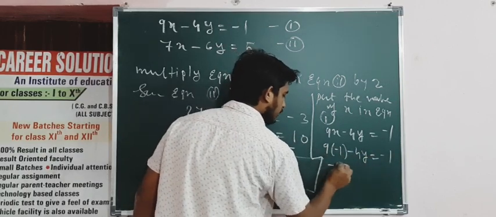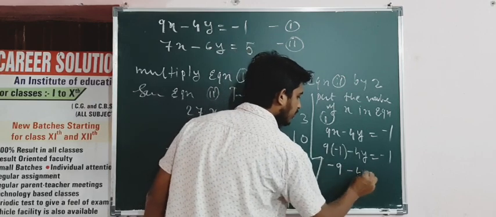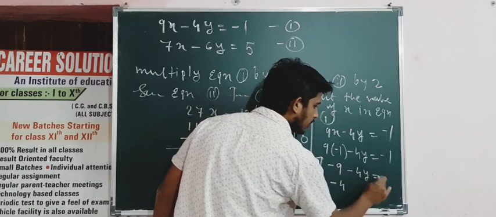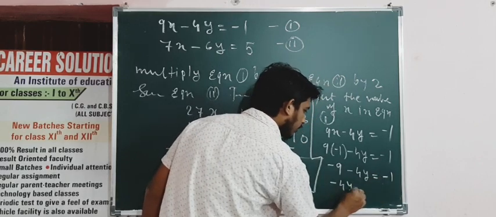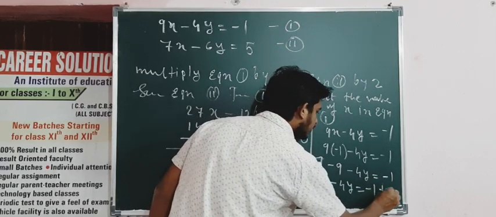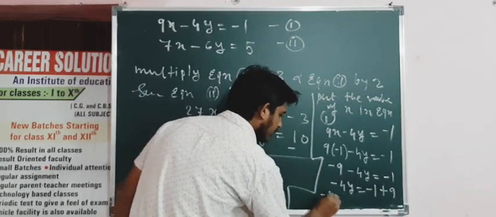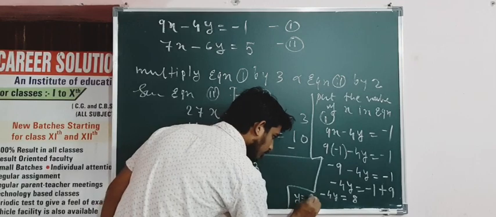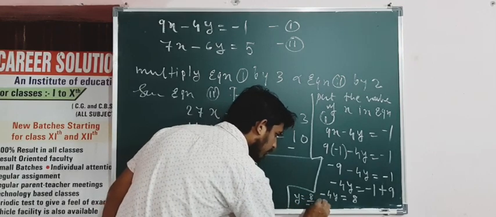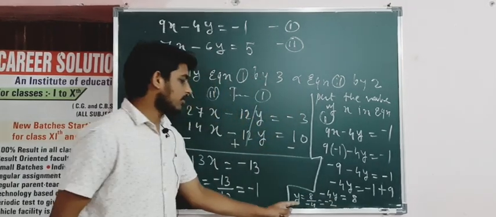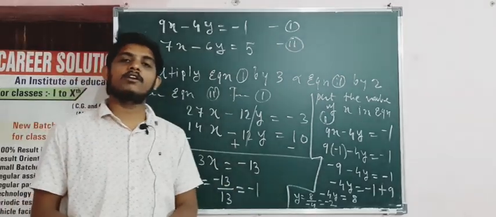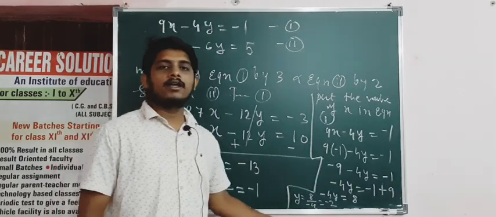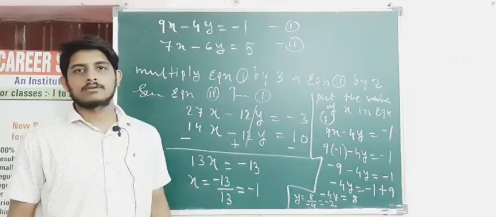So 9 1 जा 9, plus and minus become minus 9 minus 4y is equals to minus 1. So minus 4y is equals to minus 1 plus 9. So minus 4y is equals to 8. So y is equals to 8 upon minus 4, which is minus 2. So the solution of the given pair of linear equations in two variables are x as minus 1 and y as minus 2.